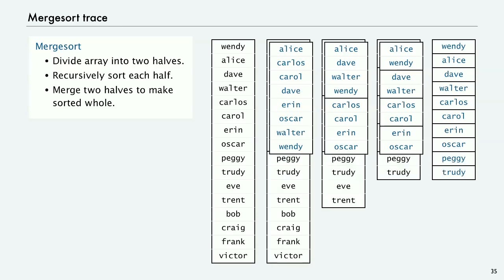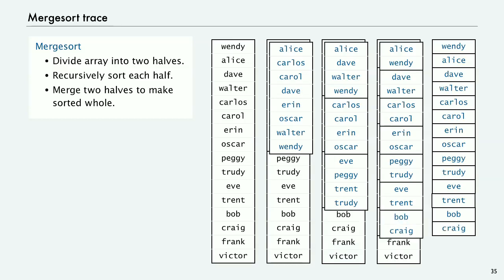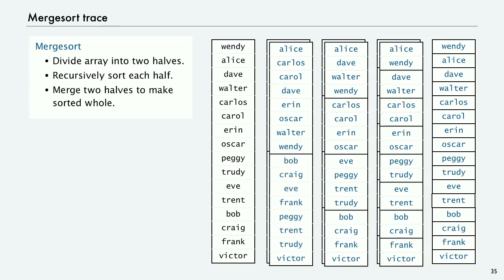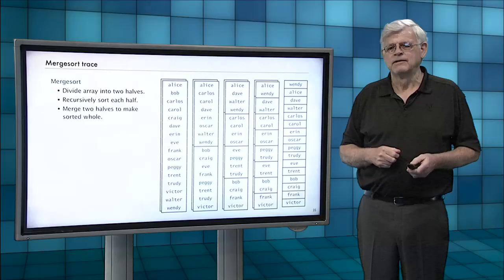Now we do the same thing for the second half of the array, and you can follow through the dynamics of merge sort. Now we have the one of size 4 sorted. We do the second one of size 4 the same way. Now merge together those two 4s to get an 8, and now we have the two 8s, and we can merge those together to get the entire array sorted. That's merge sort.